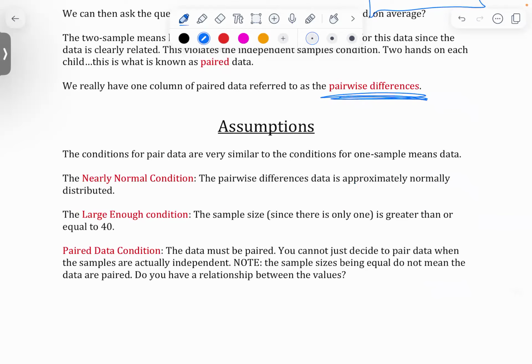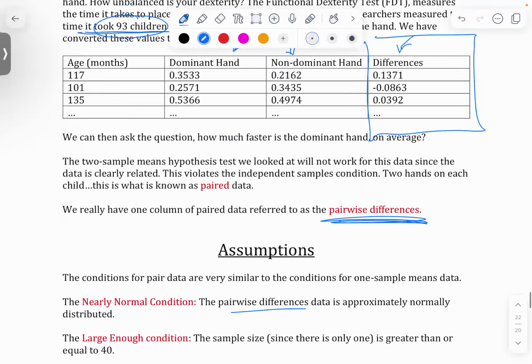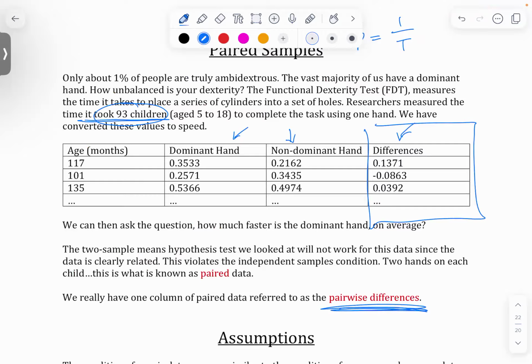Good news, the conditions should look very, very similar. The nearly normal condition is applied to the pairwise differences. The large enough condition is applied to the single sample. There's only one sample here. People get confused because it looks like there are two samples, but you actually only took one sample and collected multiple pieces from that sample.